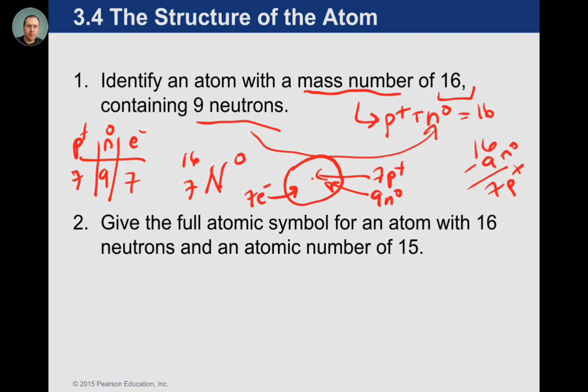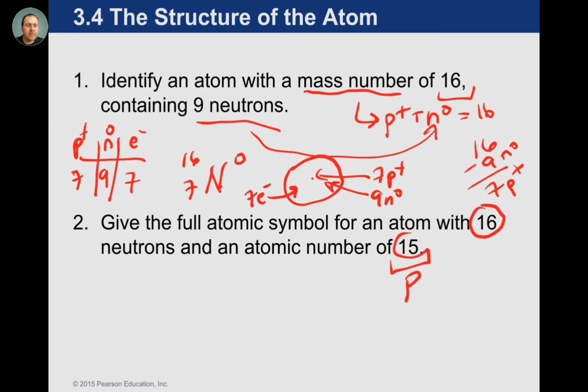Try another example. So here we have a full atomic symbol for 16 neutrons, atomic number 15. So if we were looking at atomic number 15, that tells us go to the periodic table, find number 15, and you're going to find phosphorus. Number of neutrons for 15 is based on what was given, that's 16.